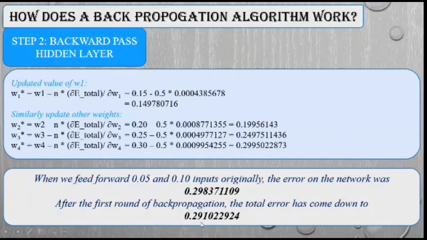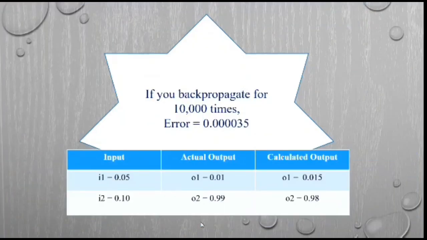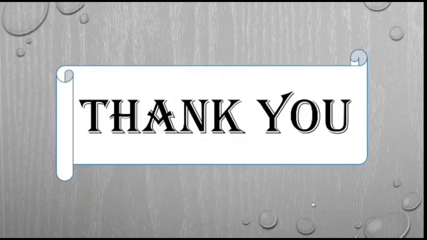Even though the difference is not too much, when we apply it for more than 10,000 times, the error comes down to 0.00035. At that time, when we feed forward the actual inputs, we get 0.015 for the first output and 0.98 for the second output, which are very close to the actual output. So we need to back propagate until we get the minimum error and get the optimum values of weights and bias to get the actual output. So this is how the back propagation algorithm works.